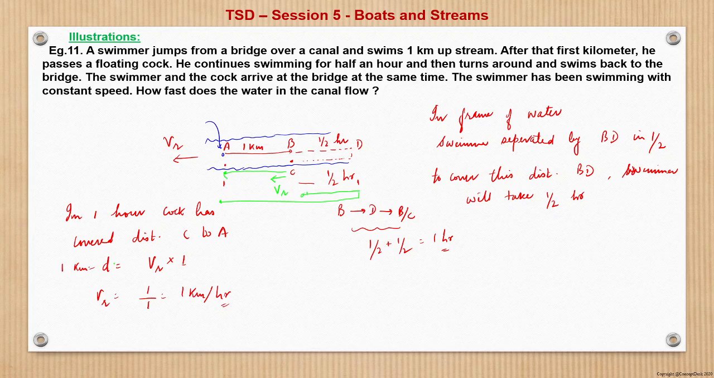So that we equated, and that is 1 kilometer he covered at a speed of VR into 1 hour. So 1/1 is the speed, right?